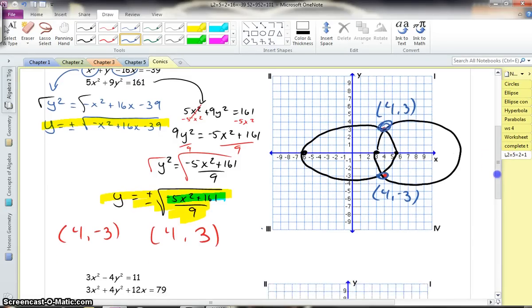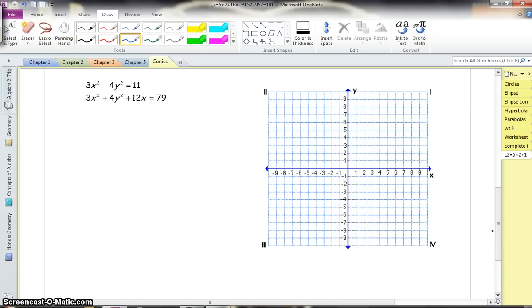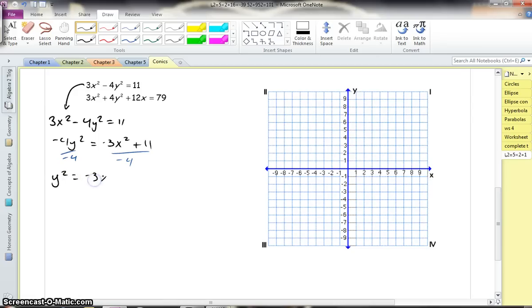All right, let's try another one. Looking down here, let's get y solved for so then we can try it on our own. So we have 3x squared minus 4y squared equals 11. Move your 3x squared by subtracting 3x squared. So negative 4y squared equals negative 3x squared plus 11. Divide everything by negative 4. So y squared equals negative 3x squared plus 11 all over negative 4.